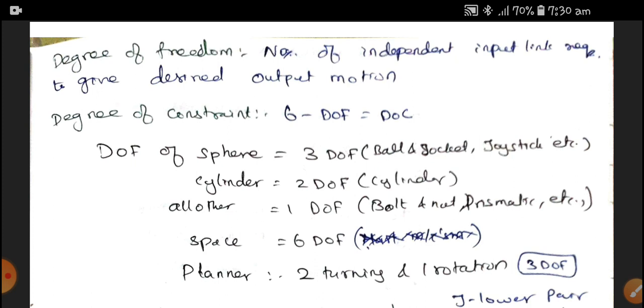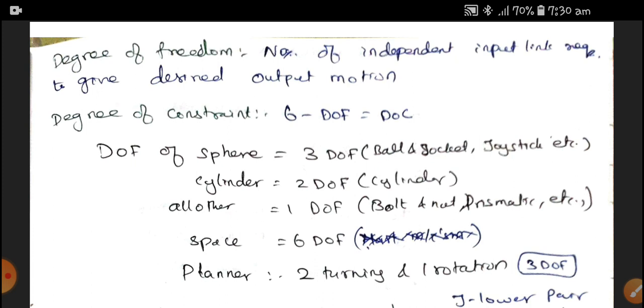of different shapes. First one, the sphere. Spheres are generally used in ball and socket joints, joysticks, etc., and also in ball bearings. Spherical balls have 3 degrees of freedom, a cylinder has 2 degrees of freedom, and all others, like bolt and nut, prismatic pair, etc., have 1 degree of freedom.